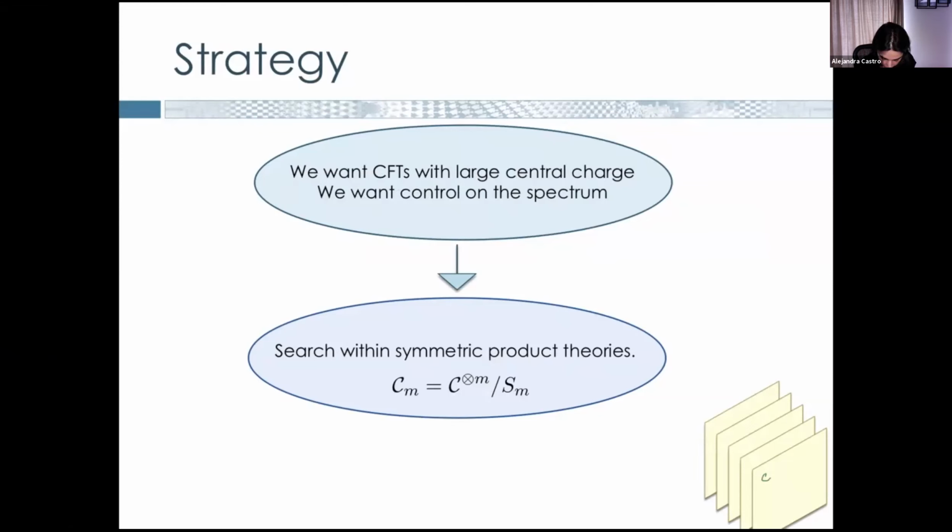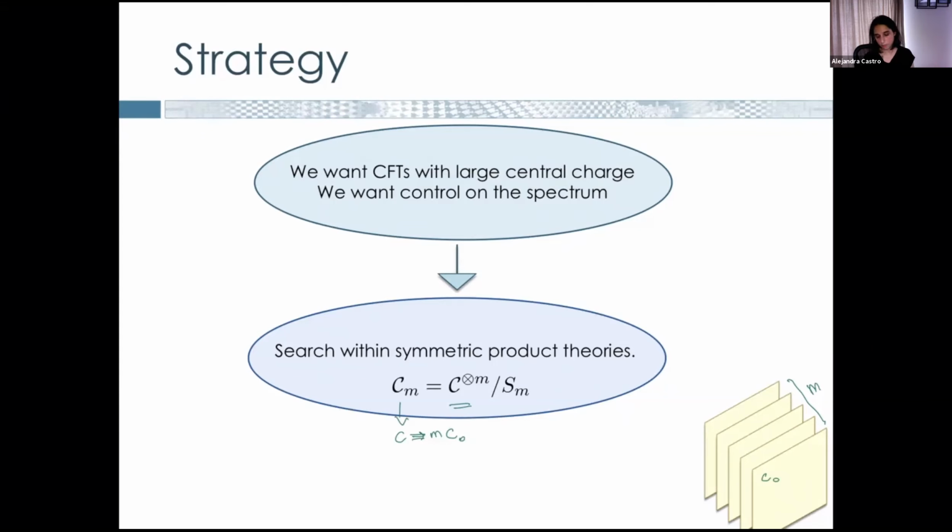So let's say you have a theory with central charge C, and then what I'm doing here is basically tensoring it m times. That's what I'm illustrating here, and then modding out by the symmetric product, basically by the permutation group. So I'm modding out by the permutation group here. This is a very good way to increase the central charge, because if this theory has central charge C, then this one will have central charge m times C. Or let me call this one C naught. This one is C naught, okay? And then I'll write the equal sign.